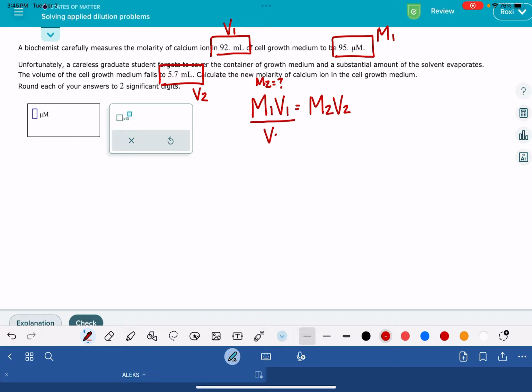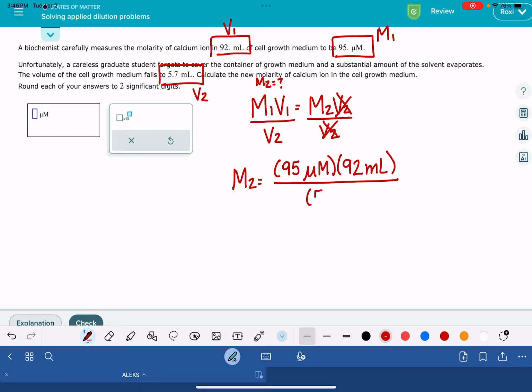And that means that I want to rearrange the dilution equation, divide both sides by V2 to isolate that M2 variable. And I can go ahead and plug in my value of M1 is 95 micromolar. My value of V1 is 92 milliliters. And my value of V2 is 5.7 milliliters. And you can see here that as long as I use the same unit for both of my volumes, that unit is going to cancel out, so it doesn't really matter what the unit is. Now the answer that I get is going to have units of micromolar, and that is the unit that ALEKS wants for my answer, so that's going to work out perfectly.